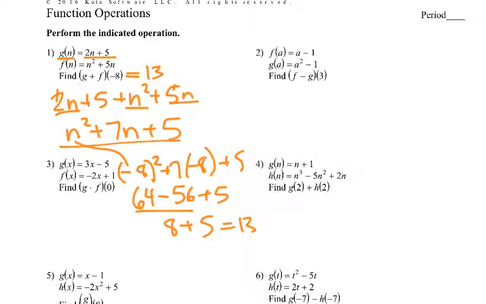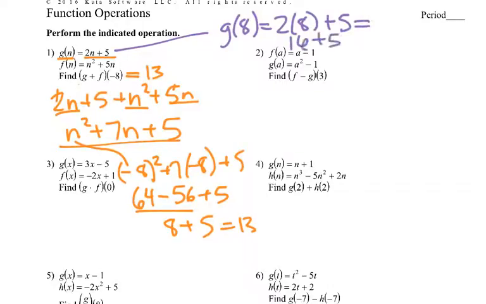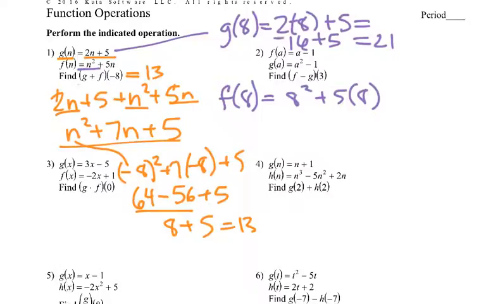So that's one way you could do it. The other way would be to treat these separately. So I'd go g of 8, which would equal 2 times 8 plus 5. 2 times 8 would be 16, plus 5 would give us 21. Then I go f of 8, and then it's n squared, so I'd go 8 squared plus 5 times 8. Oh, these are supposed to be -8s, huh? Dang it. Why didn't you guys tell me?